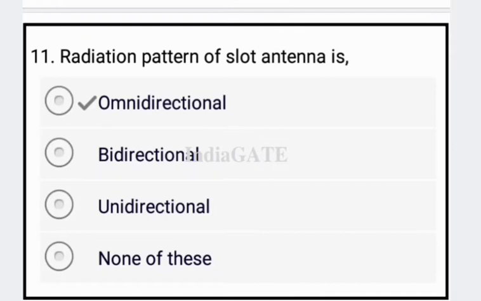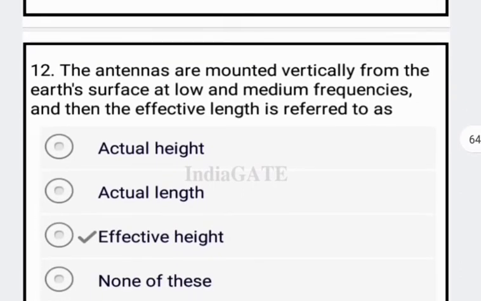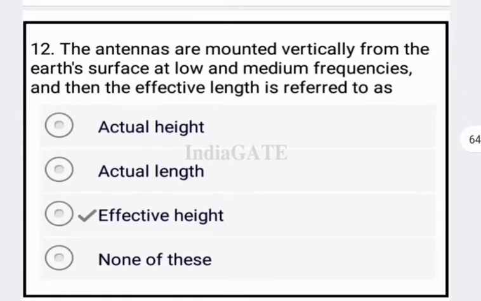The radiation pattern of a slot antenna is, that is your omnidirectional. So option A is your correct answer. Next question: the antennas are mounted vertically from the earth's surface at low and medium frequencies, and then the effective length is referred to as. So the correct answer is option C, effective height.